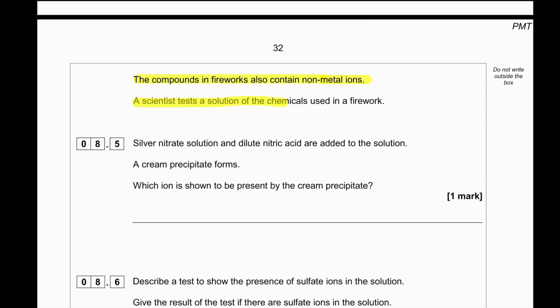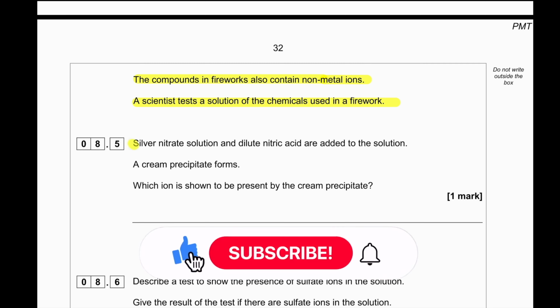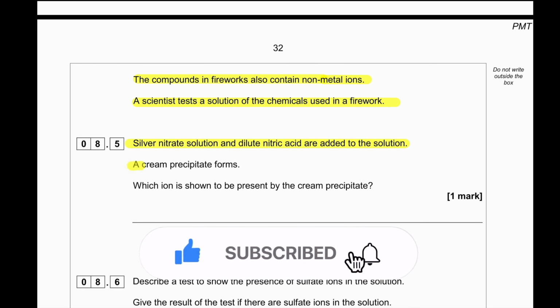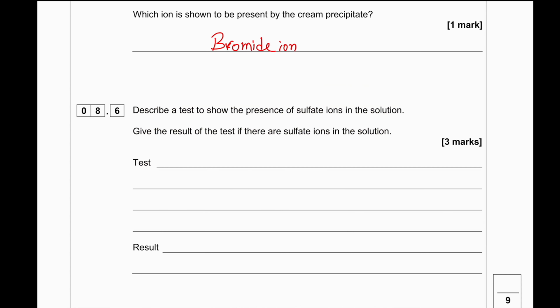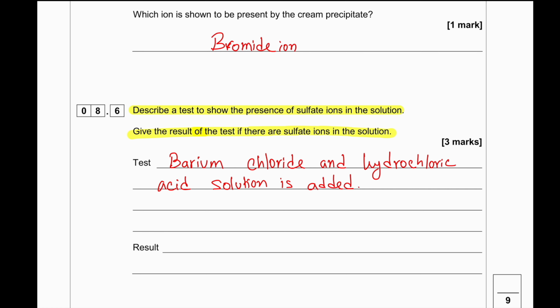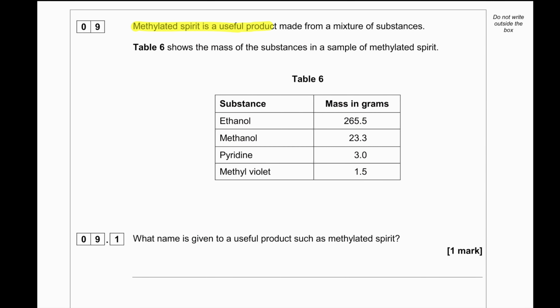A scientist tests a solution of the chemicals used in the firework. Silver nitrate solution and dilute nitric acid are added to the solution. A cream precipitate forms. A cream precipitate when silver nitrate is added is indicative of bromide ions. So bromide is present. Describe a test to show the presence of sulfate ions in the solution. Give the results of the test if there are sulfate ions in the solution. Test: add barium chloride solution and hydrochloric acid solution. If sulfate is present, the result will be a white precipitate.